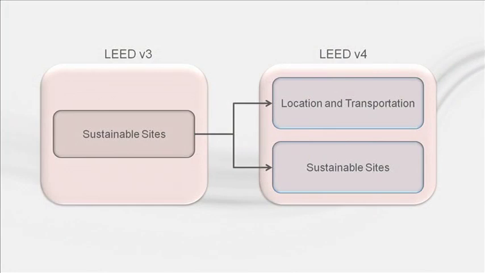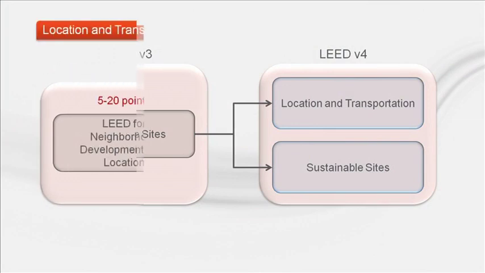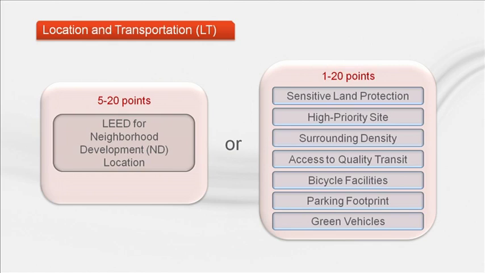As Chris mentioned earlier, for version 4, the old sustainable sites category has been split into 2 categories. The first is a new one named location and transportation, and the second retains the old name sustainable sites. Within this new location and transportation category, you can earn points in the traditional manner by meeting the requirements of the credits listed on the right-hand side of this slide.